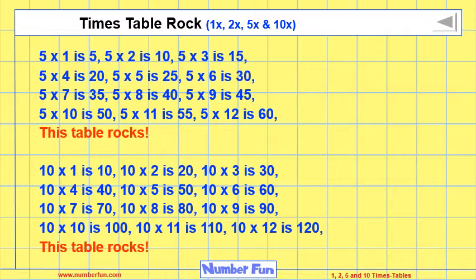Five times one is five, five times two is 10, five times three is 15. 5 times 4 is 20, 5 times 5 is 25, 5 times 6 is 30, 5 times 7 is 35, 5 times 8 is 40, 5 times 9 is 45, 5 times 10 is 50, 5 times 11 is 55, 5 times 12 is 60. This table rocks.